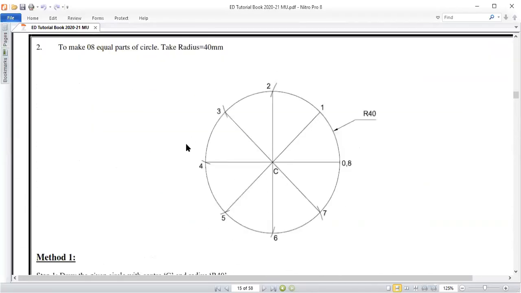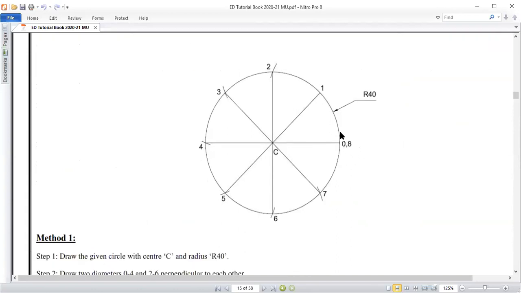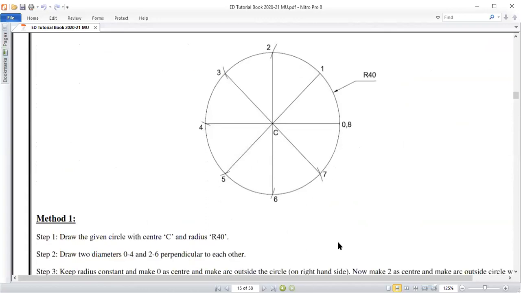Now, next exercise, we have to make 8 equal parts of a circle. So here you will be able to see one circle, and we have divided this circle into 8 equal parts from 0, 1, 2, 3, 4, 5, 6, 7, and 8.